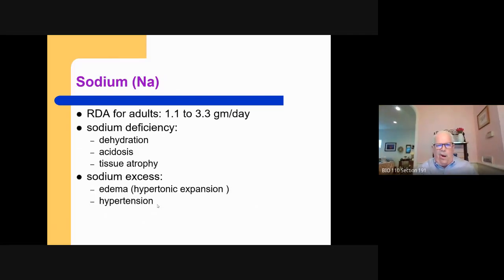Don't worry about the RDA, that's not important, but worry about the excess of sodium. If you have too much sodium in your body, you will have edema, swelling of your legs. If you have too much sodium in your body, your blood pressure will rise. That's what's important about sodium. Too much is bad.